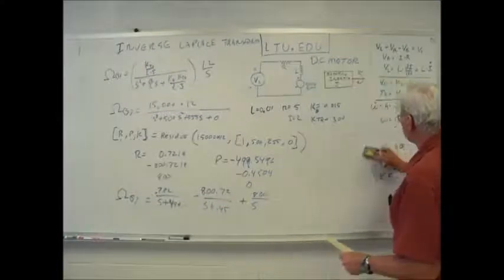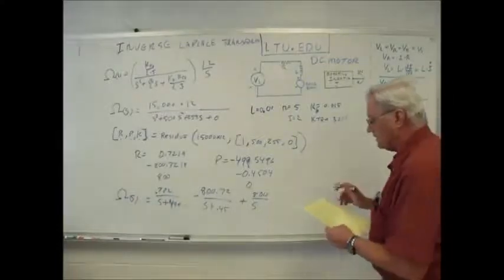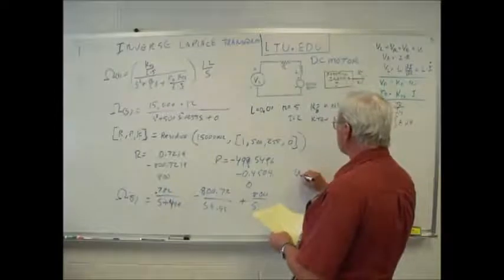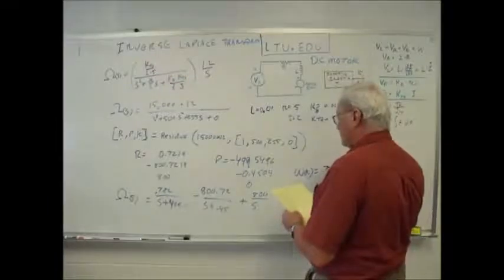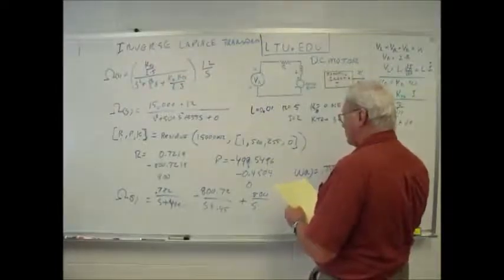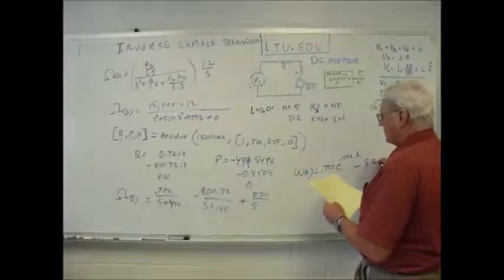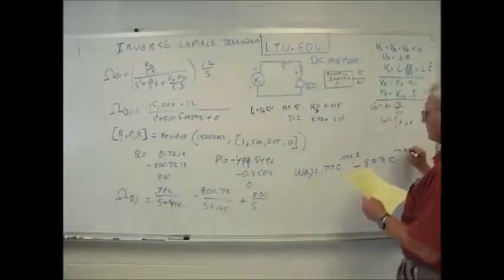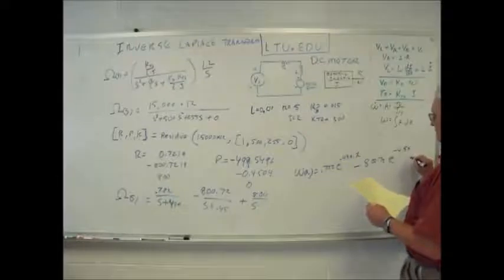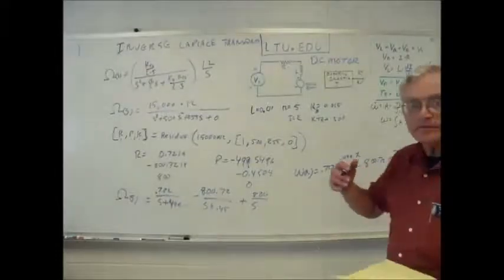Okay, so let's actually put these together, and I get omega of t, what I want in response to step, equals 0.722 e to the minus 499 point something t minus 800.72 blah blah blah e to the minus 4.5 t plus 800. Okay, kind of messy, but what does that look like graphically?